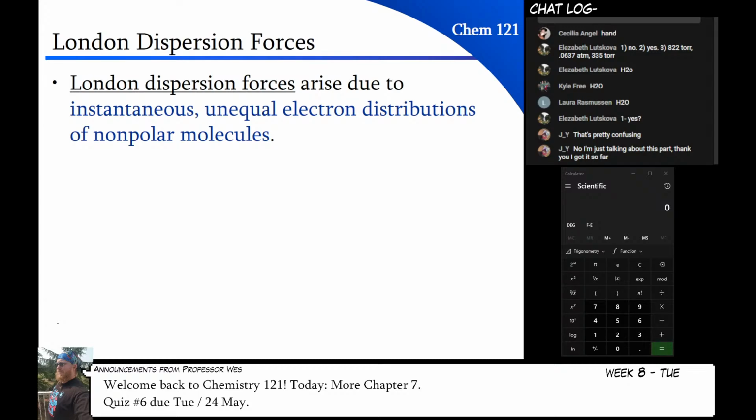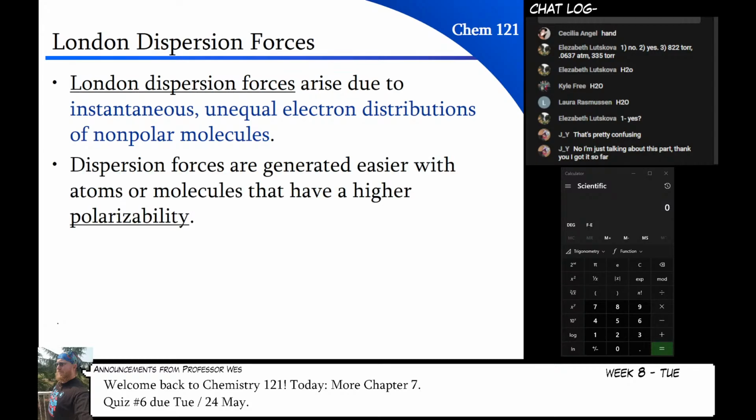Dispersion forces are primarily found in molecules that are nonpolar. However, they do exist in all molecules because all matter has electrons, right? However, since they're so weak, we don't care about them in molecules that are polar. We only care about them in molecules that are nonpolar.